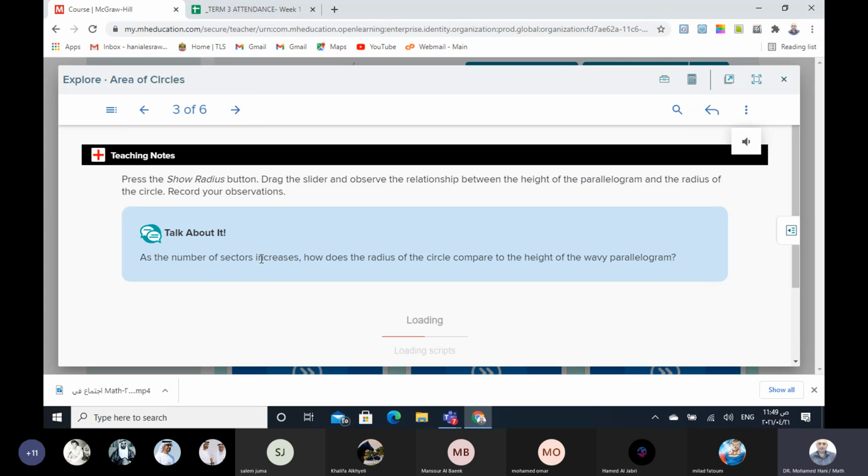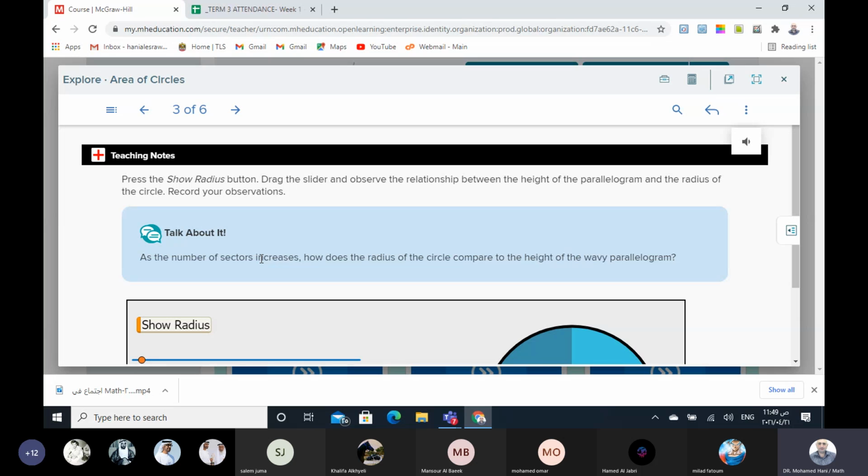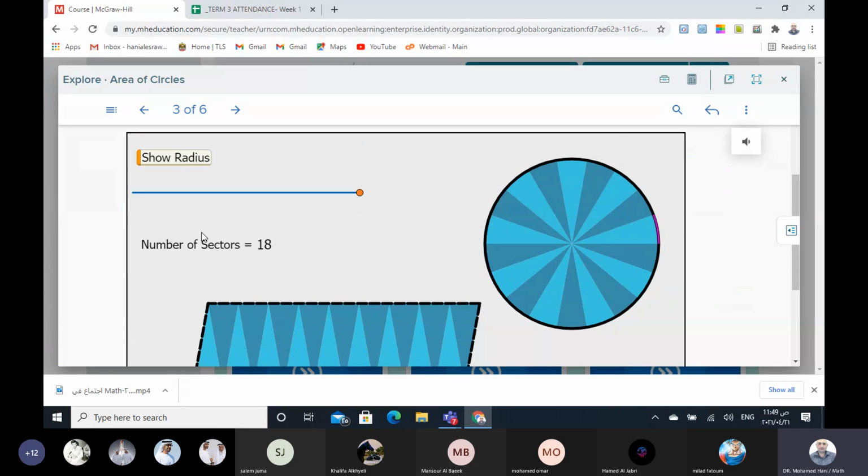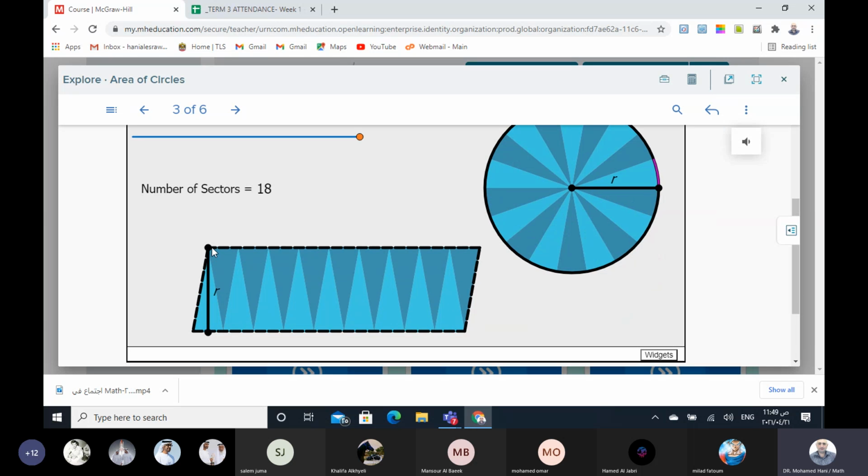Read the shown radius button. Drag the slider and observe the relation between the height of the parallelogram and the radius of the circle. Record your observation. If I want to determine the radius of the circle, the radius of the circle here, as you see, represents the height of the parallelogram.